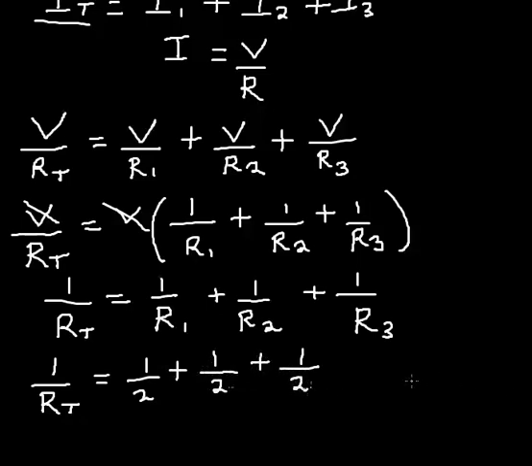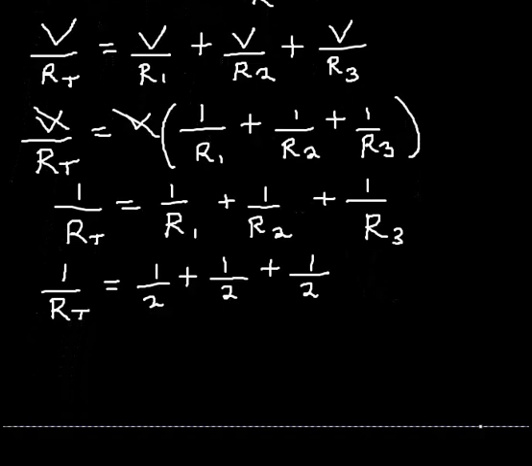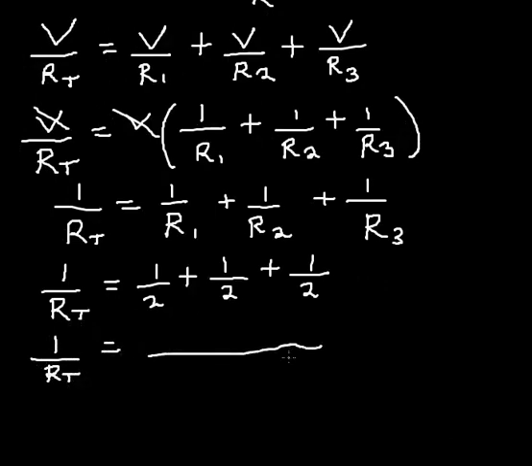If that be the case, 1 over RT is equal to, the LCM of the denominators is 2. 2 divided by 2 is 1, 1 times 1 is 1. Then plus 2 divided by 2 is 1, 1 times 1 is 1. Plus 2 divided by 2 is 1, 1 times 1 is 1. So I'm having 3 over 2.